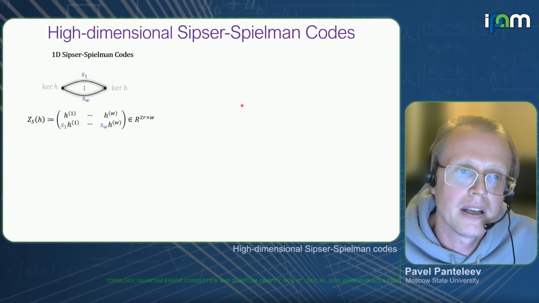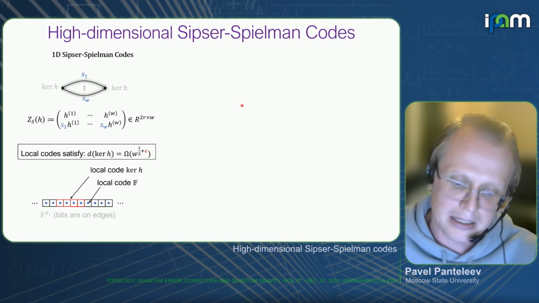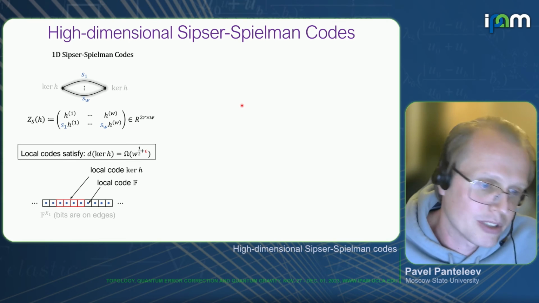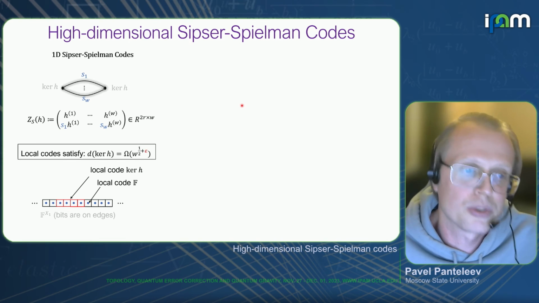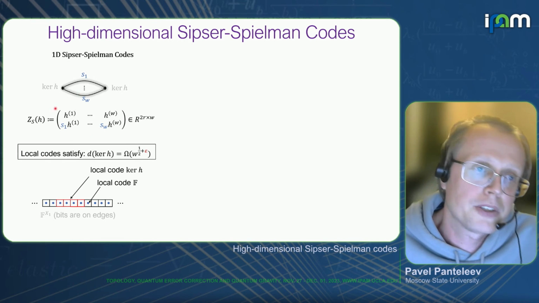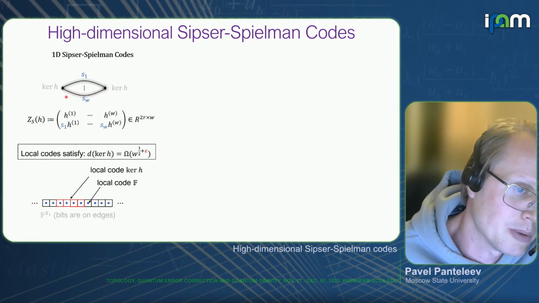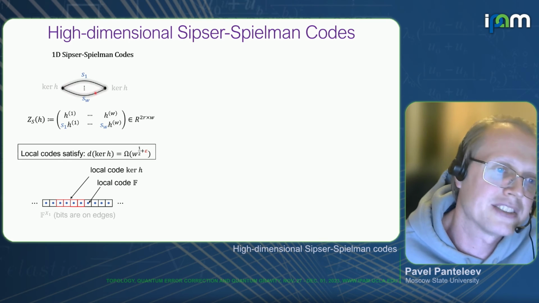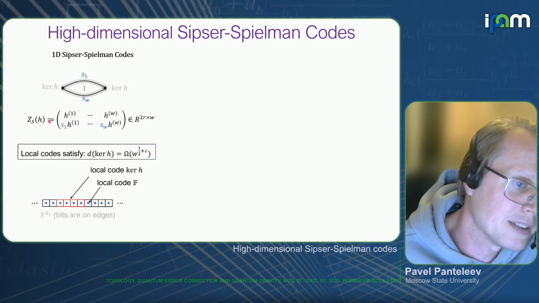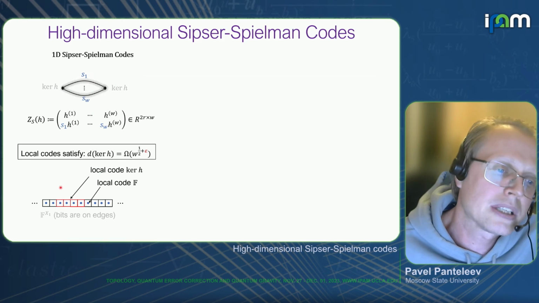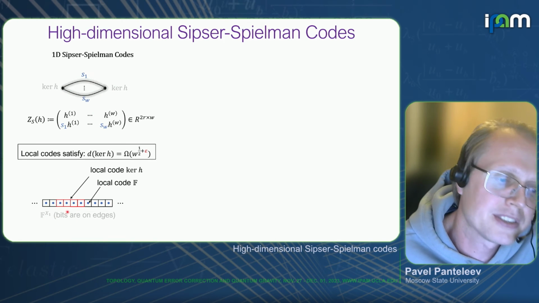Okay. And now, what are high-dimensional Sipser-Spielman codes that I was supposed to talk about? So first, let us consider the standard Sipser-Spielman codes, in particular these Zemor codes that I described before, that are defined by this matrix. Yes, you have this graph, and you can also describe this as a code.